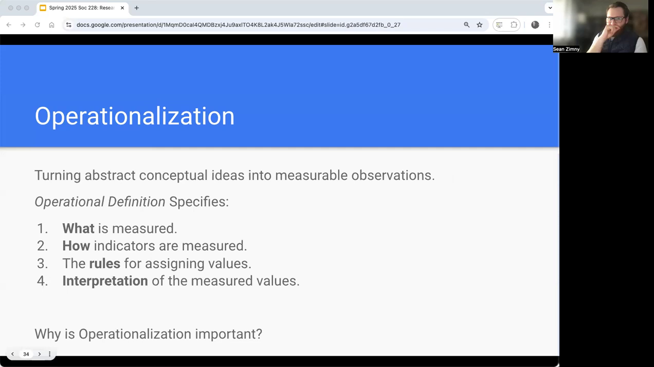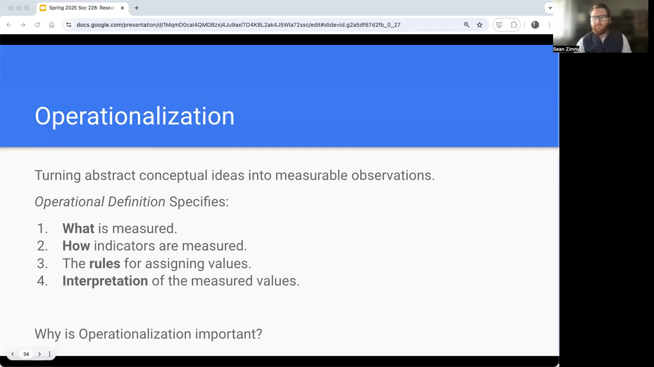So operationalization, that's making concepts measurable. Turning these more abstract concepts that we just defined into actual measurable form. It's really what is measured, how these indicators are measured, and the rules for assigning values to each of these things. It also gets to the interpretation of measured values, because you need to make sure that you have defined these concepts, you understand how these things are measured, and then you're actually interpreting the measured values.